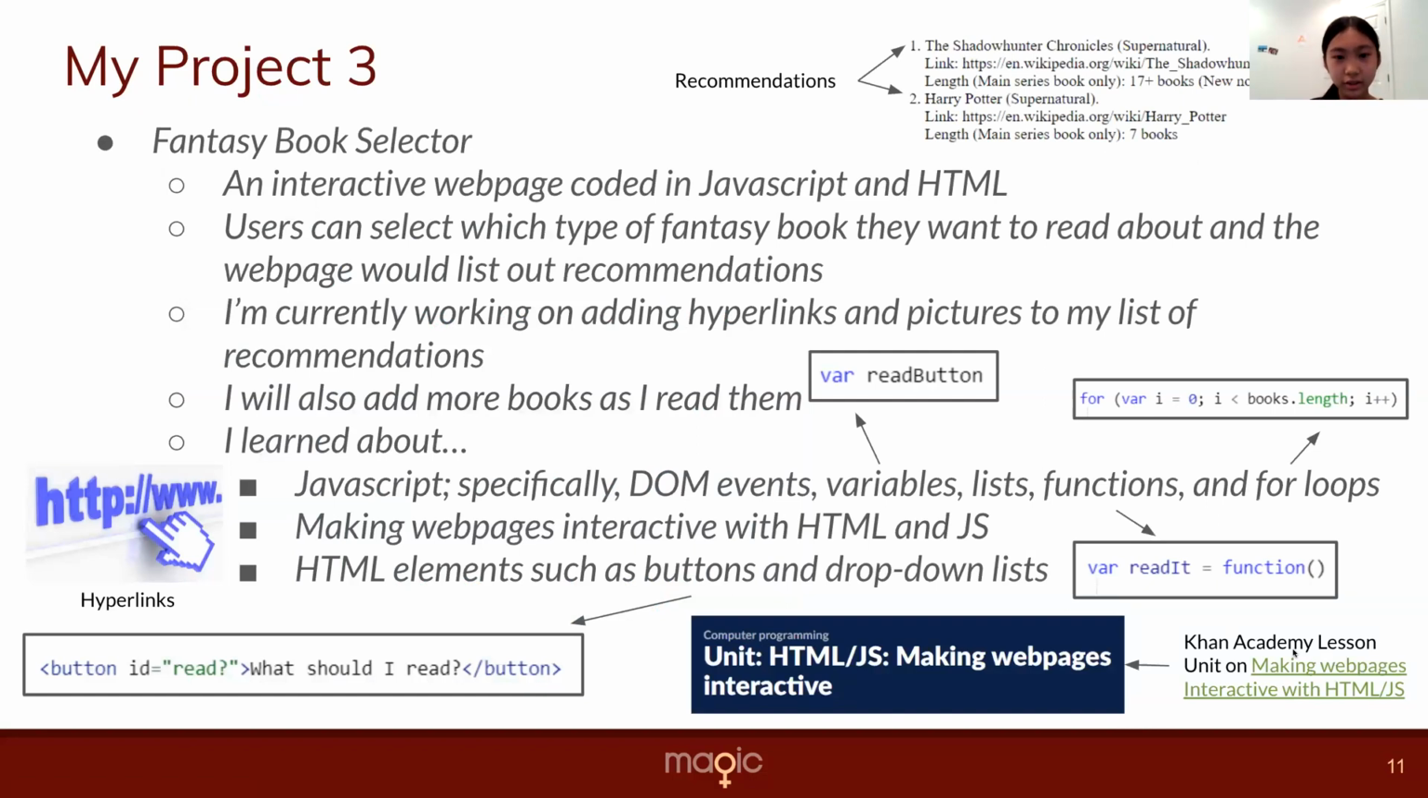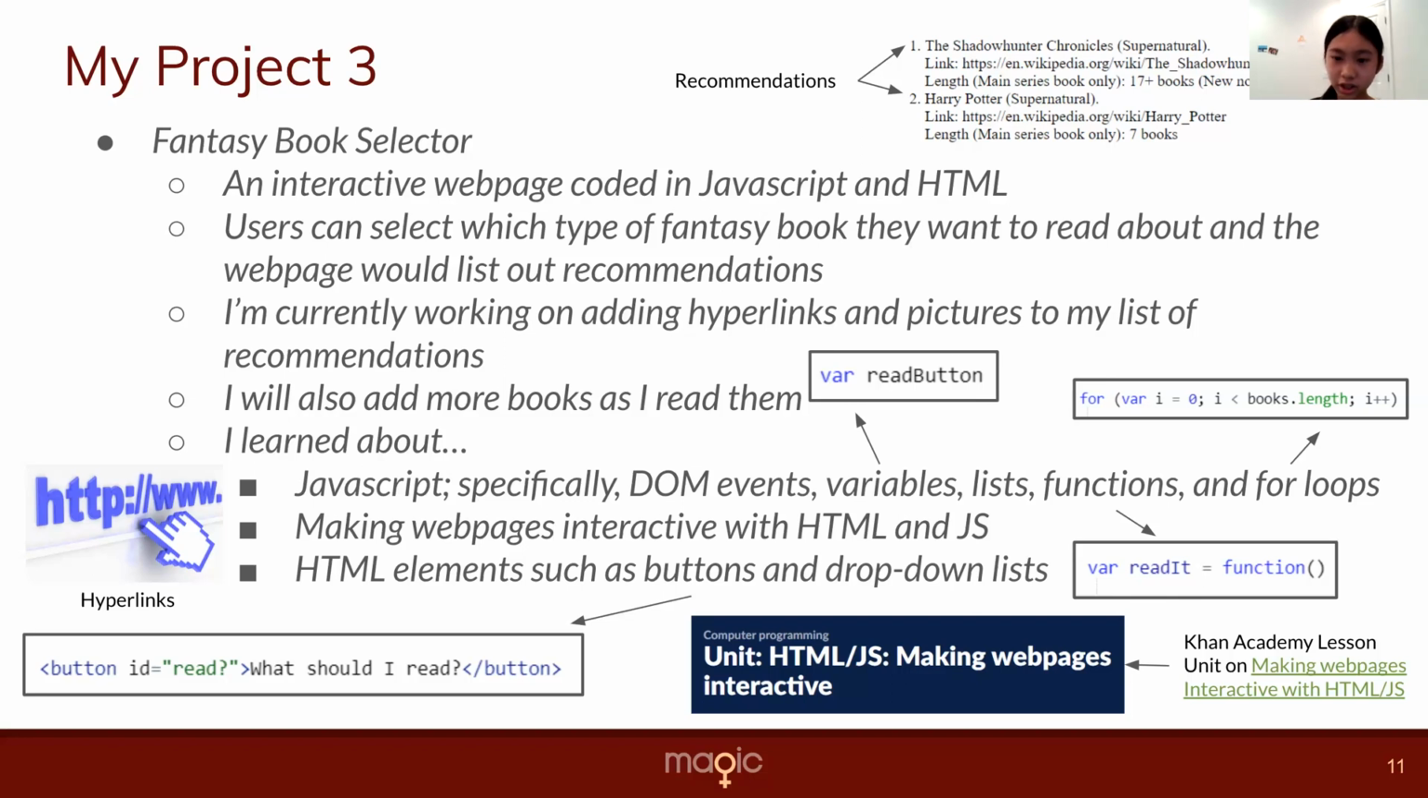My third project, Fantasy Book Selector. It's an interactive web page hosted on GitHub, coded in JavaScript and HTML. Users can select which type of fantasy book they want to read about, like dystopian, supernatural, sci-fi, etc., and the webpage will list out recommendations.